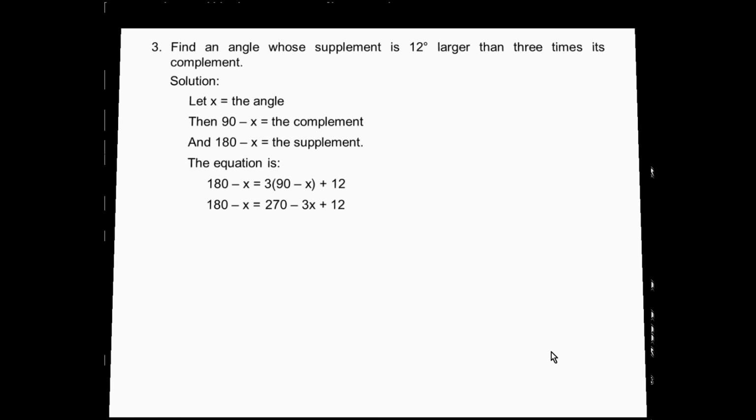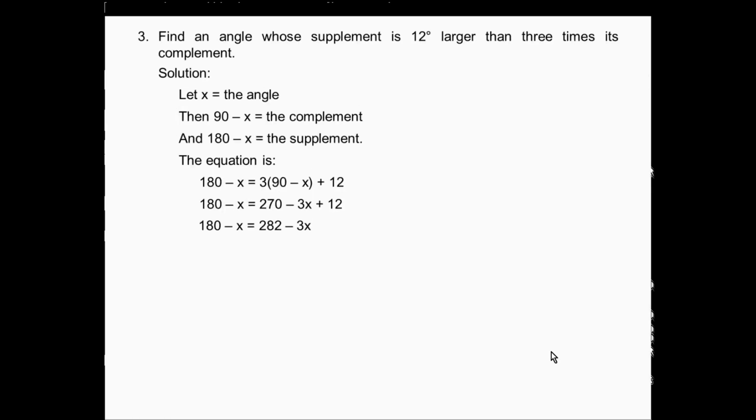On the right-hand side, I can combine the 270 plus 12, so I have 180 minus x is equal to 282 minus 3x. See, x is to the left, numbers to the right. So add 3x, subtract 180. So I'll have 2x is equal to 102. Divide it all by 2, and x is 51 degrees. So our angle is 51 degrees.